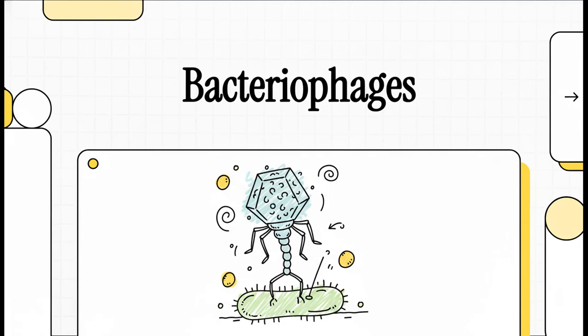All right, everyone. Today, we are diving deep into what are, without a doubt, the most dominant biological things on our planet, and yet most people have never even heard of them. We're talking about bacteriophages, the tiny, invisible rulers of the entire microbial world. So let's get into it.